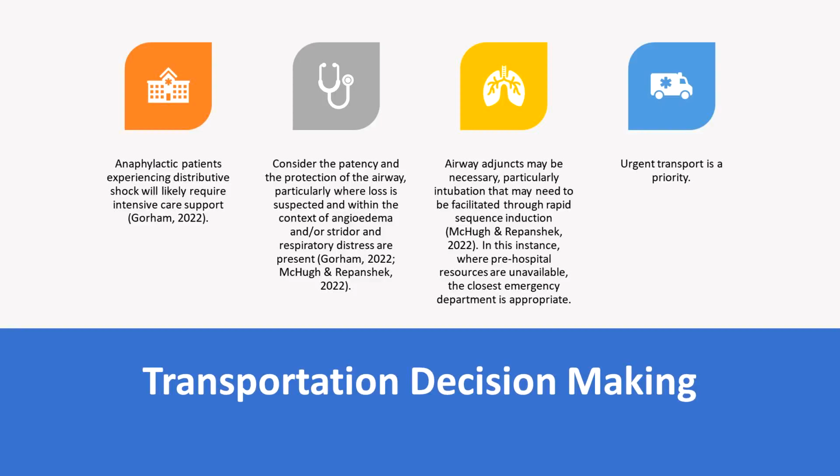Airway adjuncts may be necessary, particularly intubation, that may even need to be facilitated through rapid sequence induction. In this instance, where other pre-hospital resources are unavailable, the closest emergency department is appropriate. And of course, urgent transport is a priority.